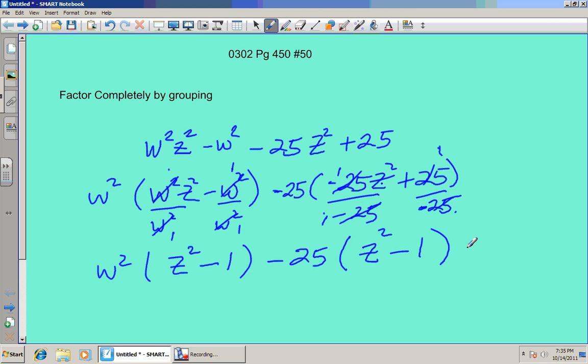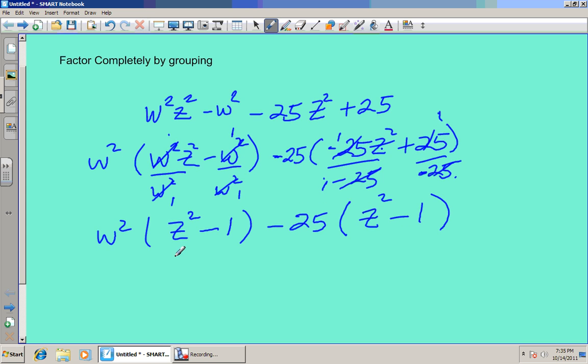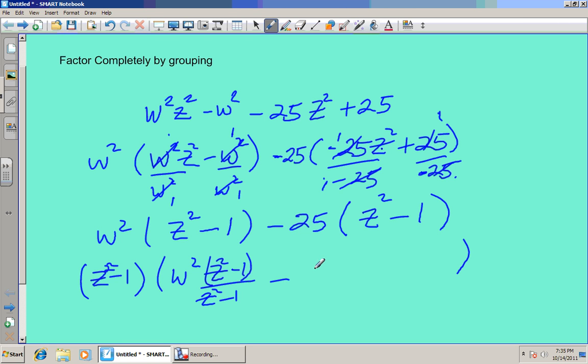So now we see that we have a common factor between these. Now we can factor out the z squared minus 1. Z squared minus 1. So we're going to factor that out. We rewrite the whole problem. W squared z minus 1. I know this is labor intensive, but it really makes it easy to understand what we're doing. Minus 25. And we've got z minus 1 z squared, and I'm dividing it by z squared minus 1.